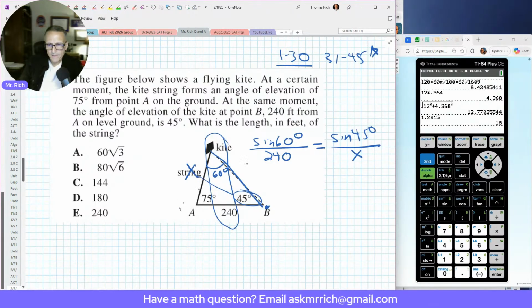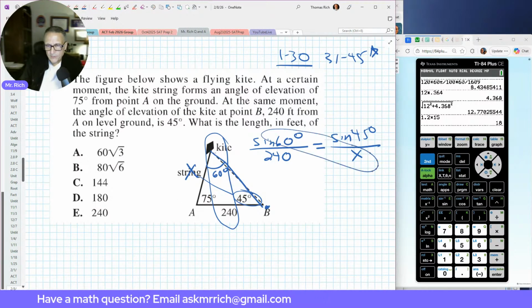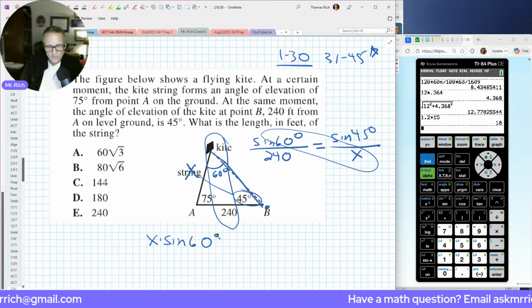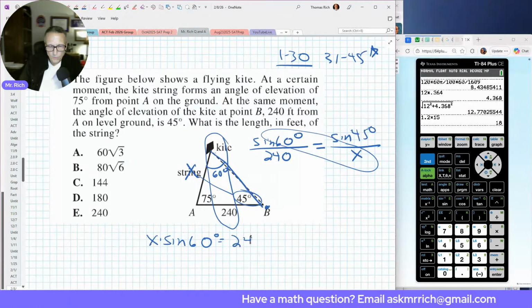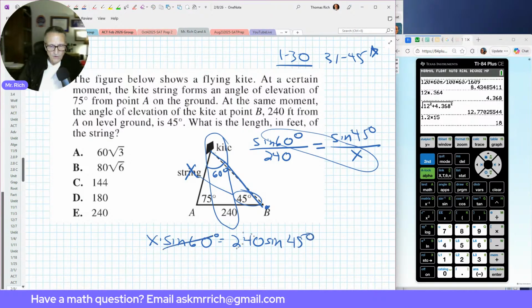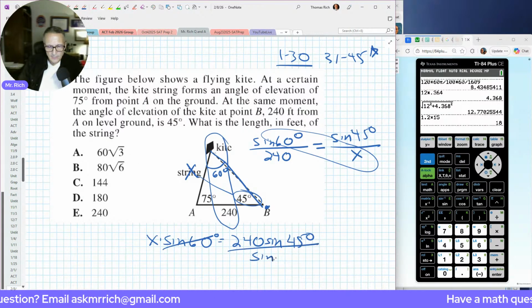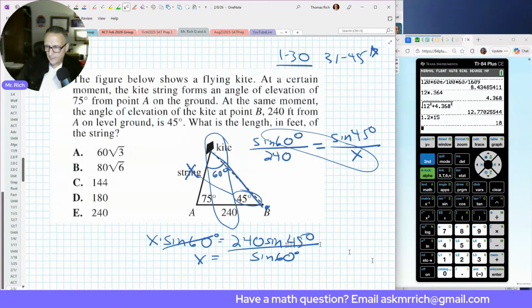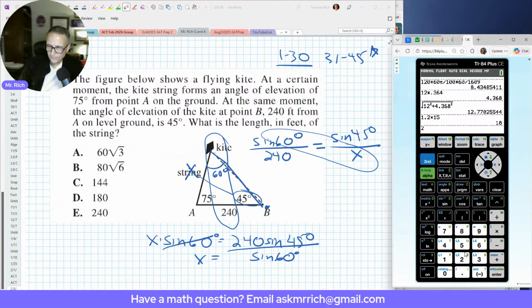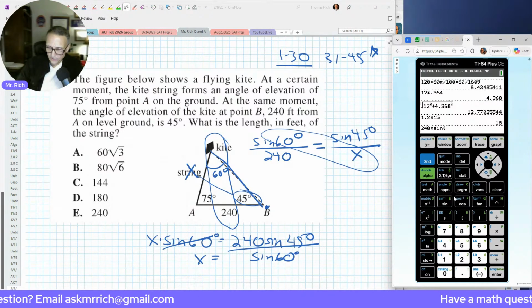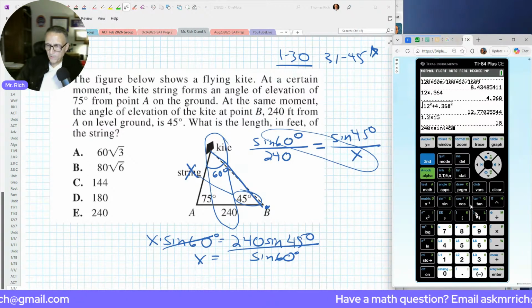So I can say that if those two fractions are equal, it means that x times the sine of 60 degrees must be equal to 240 times the sine of 45 degrees. I'll divide both sides by sine 60, and then that's going to be the answer that I need. So I'm going to go ahead and take 240, multiply it by sine of 45, making sure that my calculator is in degrees mode. And then I will divide that.